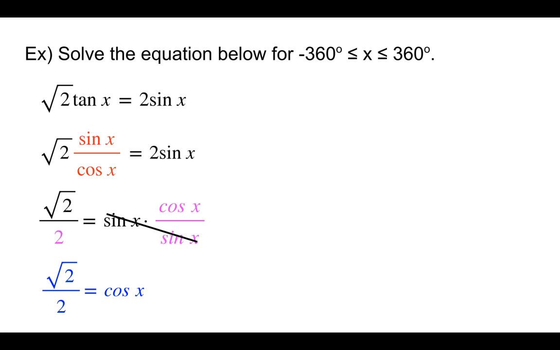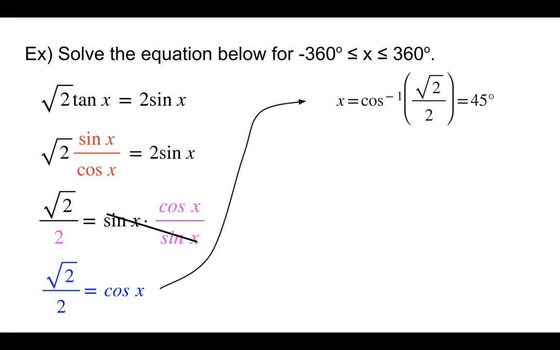So cosine x equals rad 2 over 2. Since it's a single cosine, I can inverse cosine both sides. Again, this is one of our special ratios, but you can just use a calculator, nothing wrong with that. Then it comes out to be 45 degrees. Okay, so that's our single solution. We used trig identities and some algebra to get here, and now we're back to what we've been doing. Let's find the second solution.